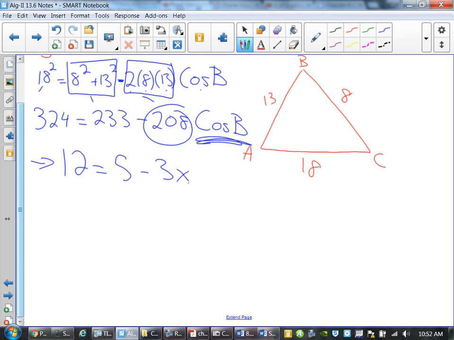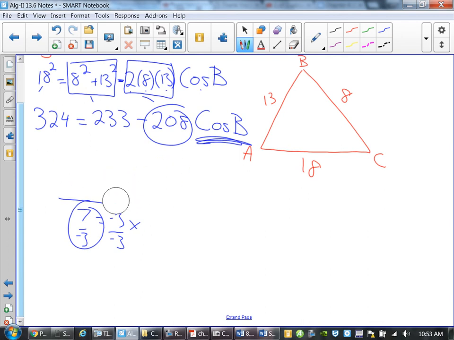So if I'm looking at this one, I would subtract the 5, and I get 7 equals negative 3x. And I divide by negative 3. And that would be my answer. Okay? I didn't get 12, I believe. That's just an example. Oh, it's just an example. That's why I was just saying, this is just a 2-step equation. That's just a 2-step equation. Okay? That's all it is.